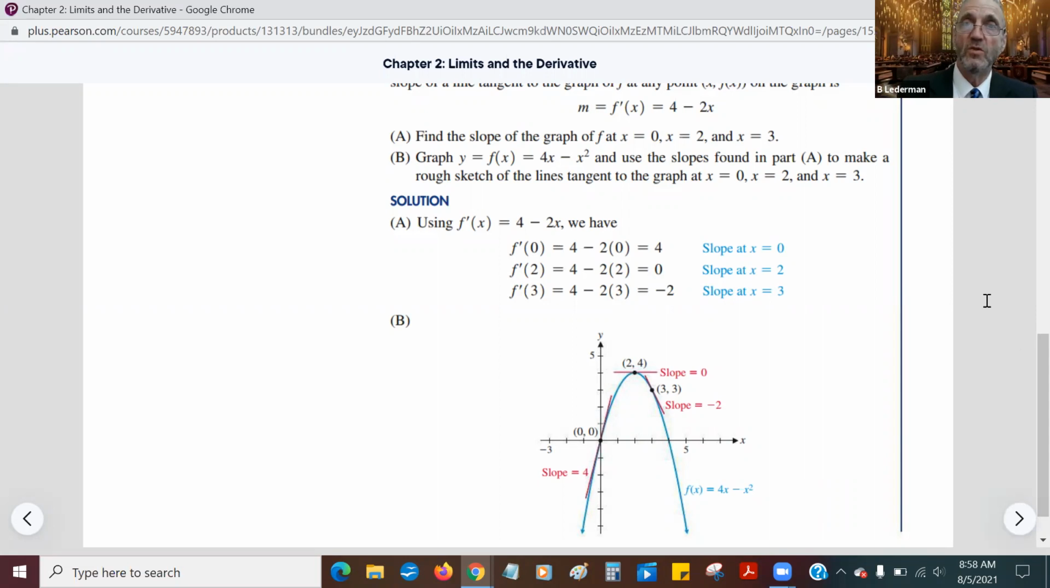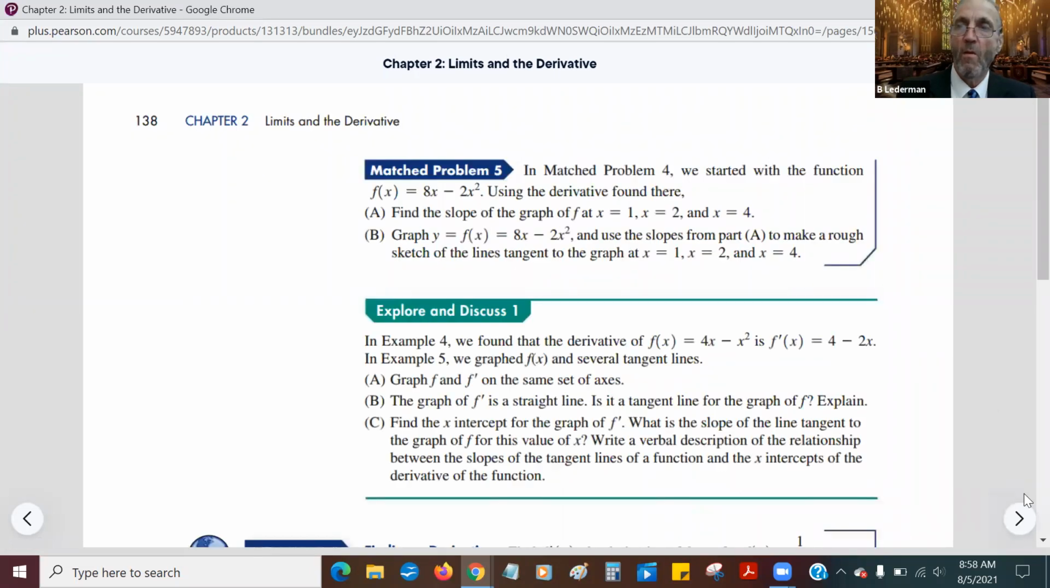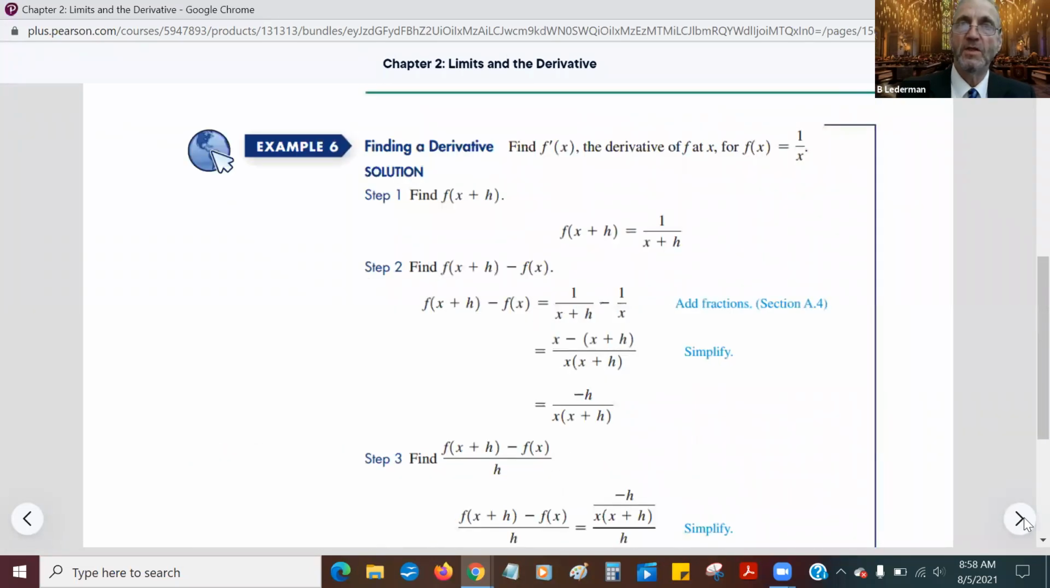Okay, and the next thing we want to do is discuss your graphs. Okay, so we're done with that problem. Okay, let's look at another example.